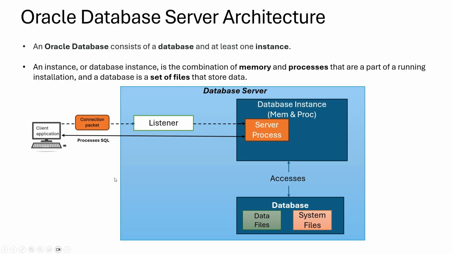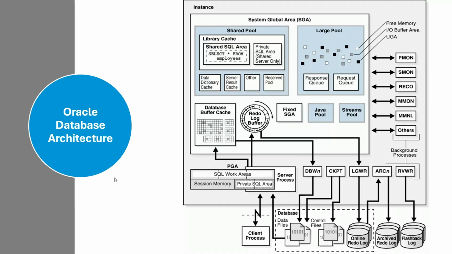Let's see the next slide. So the overall architecture looks like this. The System Global Area, or Shared Global Area, is one of the memory components. Within the System Global Area we have a shared pool, a large pool, database buffer cache, redo buffer, fixed SGA, Java pool, and streams pool. So these are all SGA components.